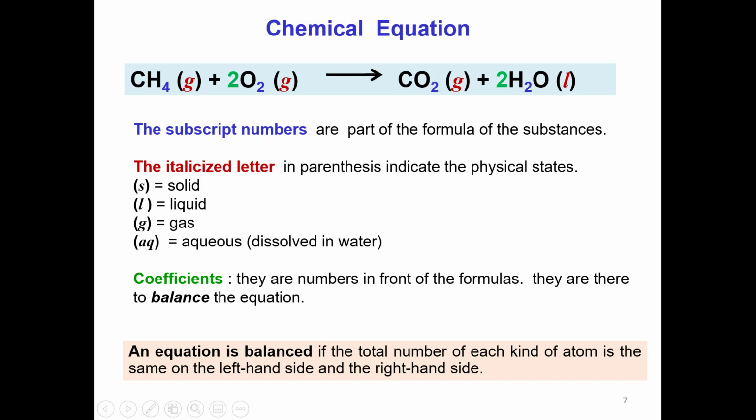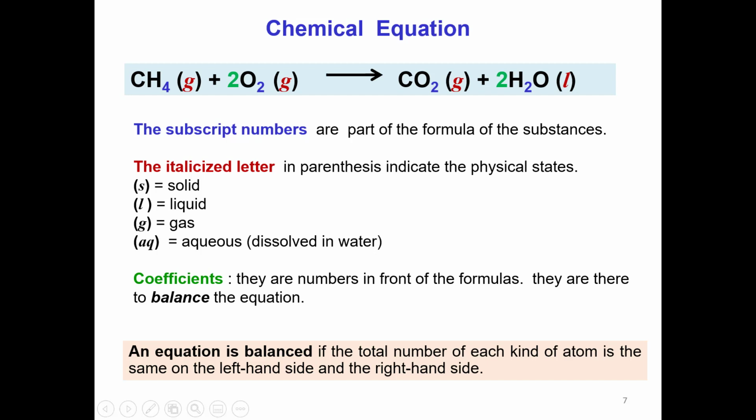Then the green ones are the coefficients, and these are the numbers in front of the formula. In this case, we say we have 2 molecules of oxygen and 2 molecules of water. Usually we have to write these numbers to balance the equation. How can we balance the equation? What is the meaning of a balanced equation?